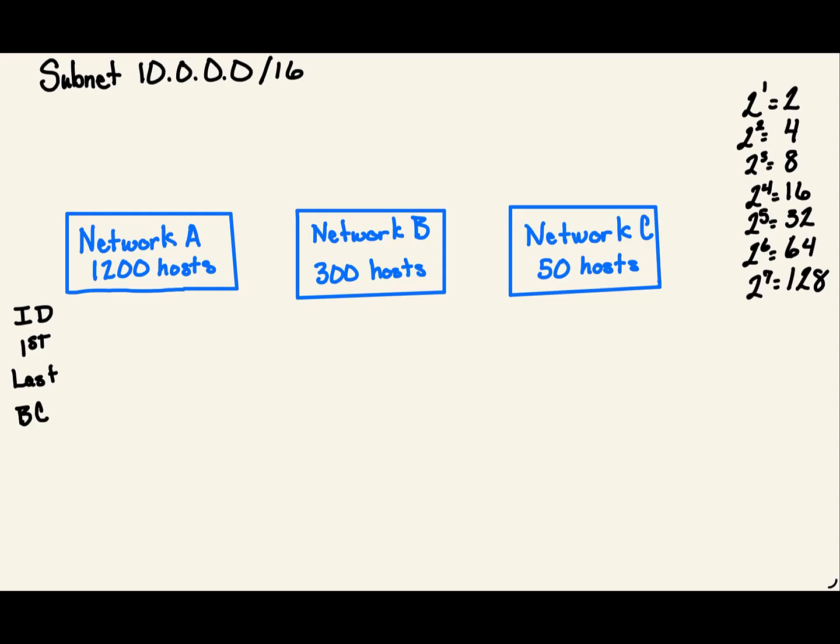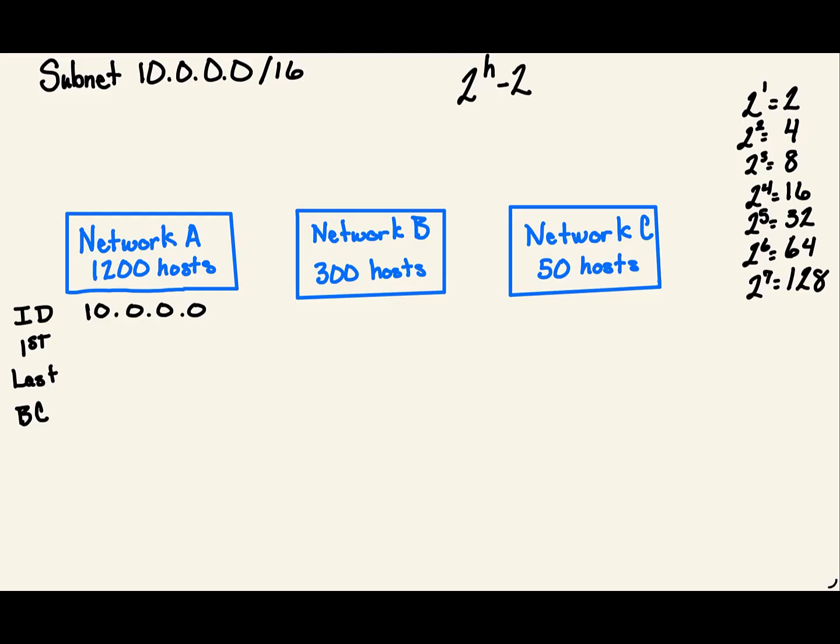Here are our network requirements. 1,200 hosts for network A, 300 hosts for network B, and 50 hosts for network C. Let's just start by writing down network A's network ID. Since we are subnetting 10.0.0.0, that is what we start with. Next, we need to know our subnet mask.